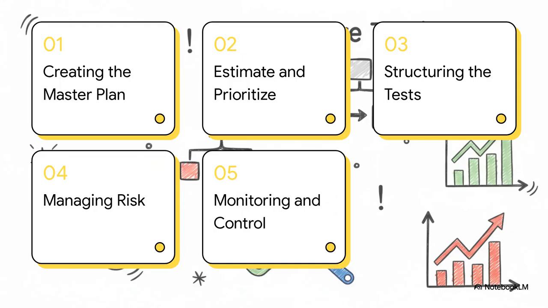Okay, so we're going to break this down into 5 key areas. We'll kick things off by creating a master plan. Then we'll get into how to estimate and prioritize all the work. After that, we'll look at how to structure our tests smartly, how to handle risk, and finally, how to keep the whole thing on track with monitoring and control.